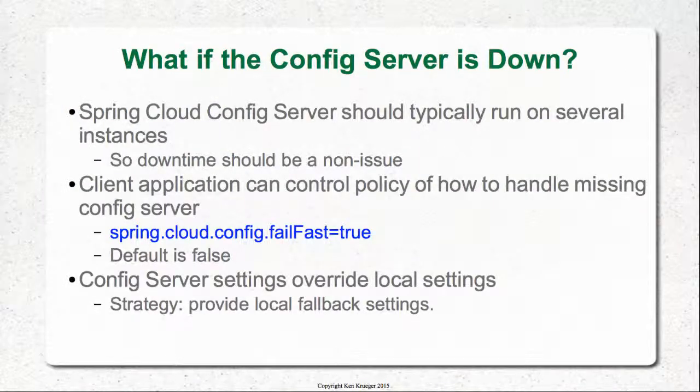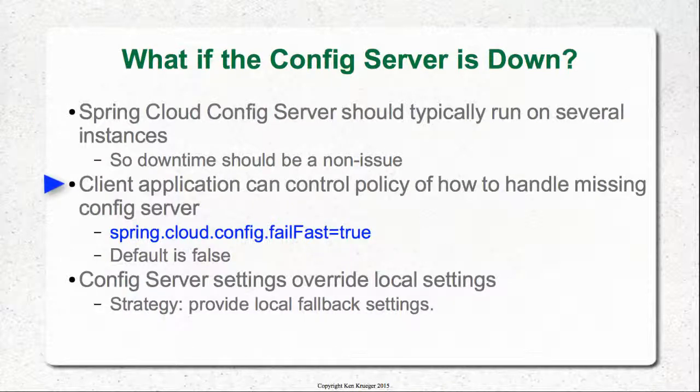Now think about this. What if the configuration server is down? This is something that we have to think about very carefully in cloud applications, in microservices, when we have different microservices talking to each other. What if something's down? Well, first of all, the Spring Cloud Config server is recommended to be run in a multiple instance setting. So if I were running on a Cloud Foundry or a Heroku or an Amazon or something, I would have several instances running behind a load balancer. As long as I have some type of elastic runtime that keeps those instances up, the downtime really should be a non-issue. So that's number one.